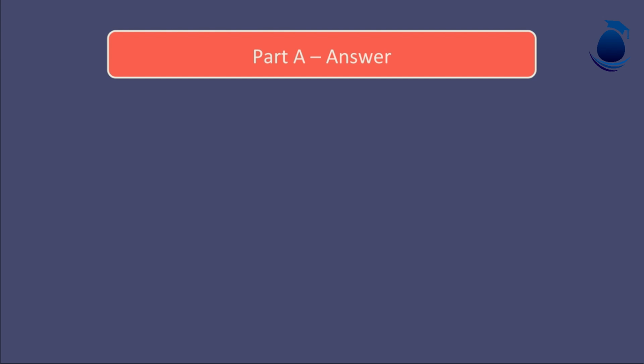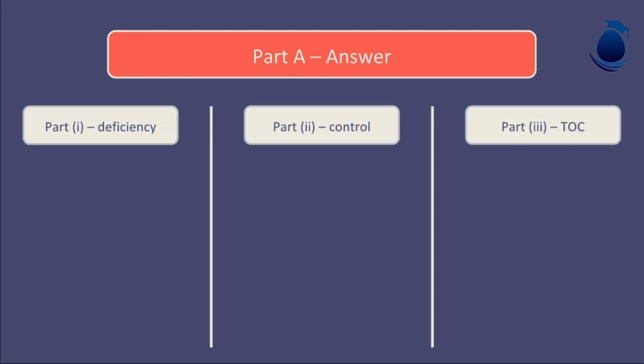Part A. We have 3 sub-requirements, Part 1, 2, and 3. Each requirement is linked to the other, and therefore your answer script should ideally present these requirements together. It is best to present your answer by setting up 3 columns, clearly heading each column: deficiency, control, and test of control, making reference to the question number.